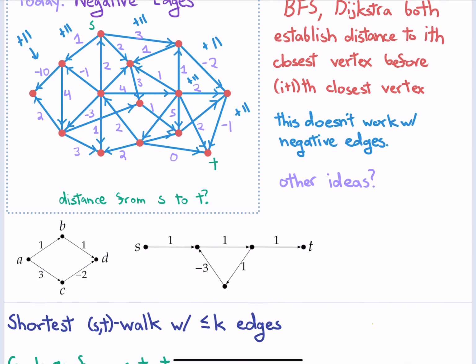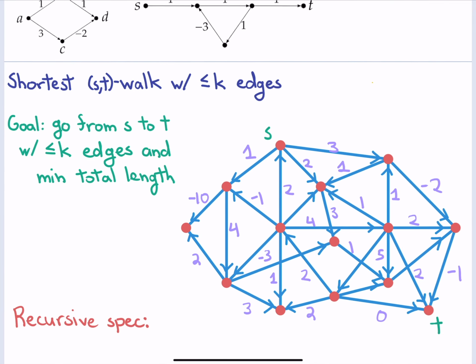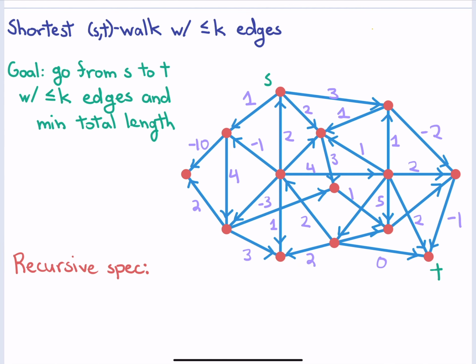Okay, so here's a different perspective. Suppose I added some parameter k. Like k could be 10. And I said, what is the shortest way to get from S to T with at most k edges? K could be 10, k could be 100, k could be n. So I've actually added a parameter to the problem, which you may have done in your homework last week.